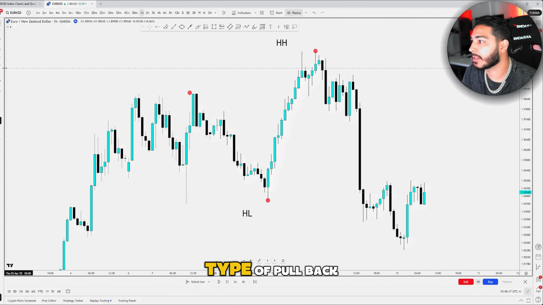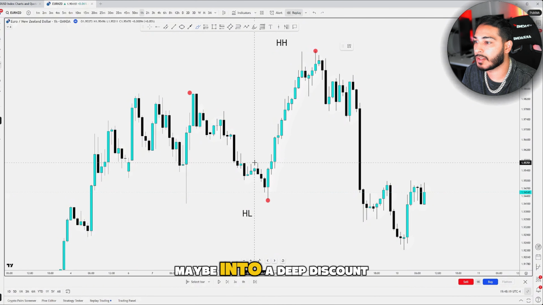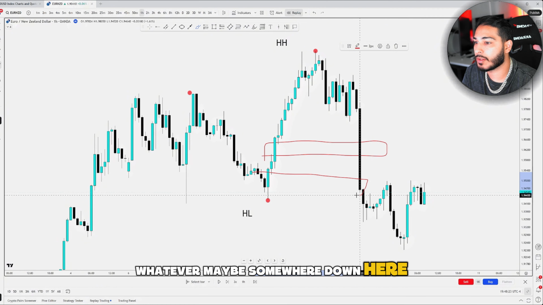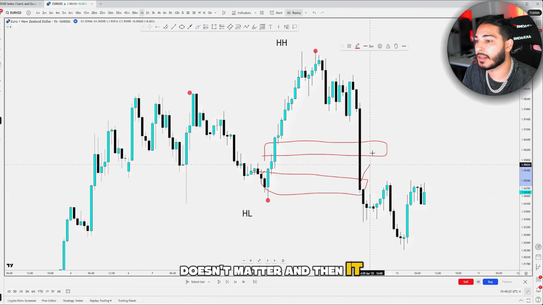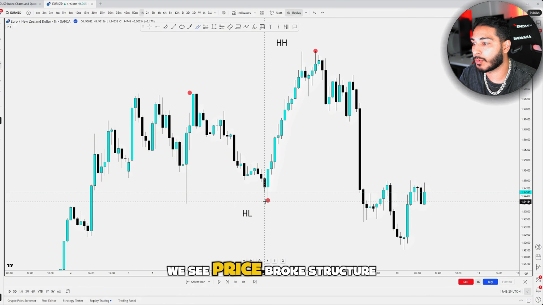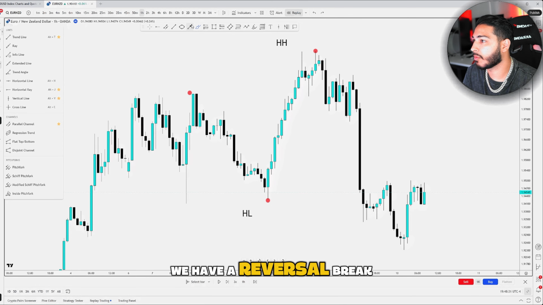Price should have made some type of pullback, maybe into a deep discounted range, somewhere in here, whatever, maybe somewhere down here, doesn't matter. And then it should have gone higher. Now, what we actually see is price broke structure. We have a reversal break of structure.